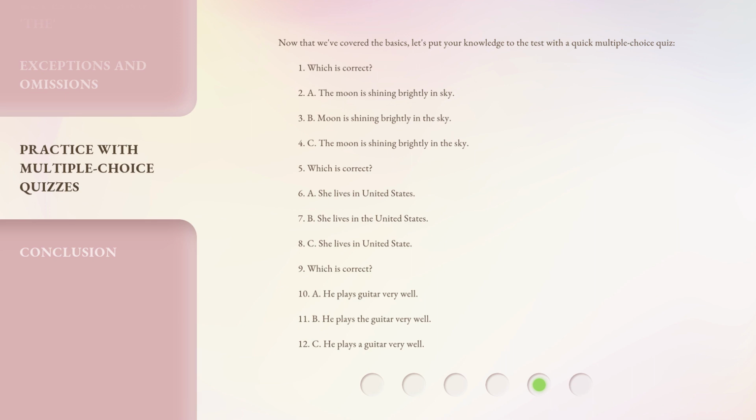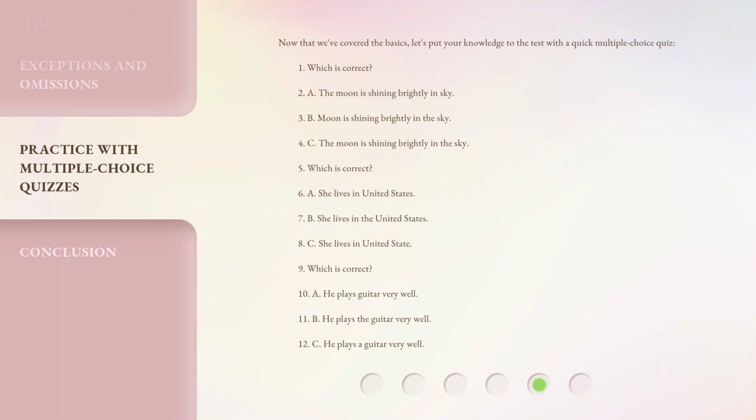2. Which is correct? A. She lives in United States. B. She lives in the United States. C. She lives in United States.